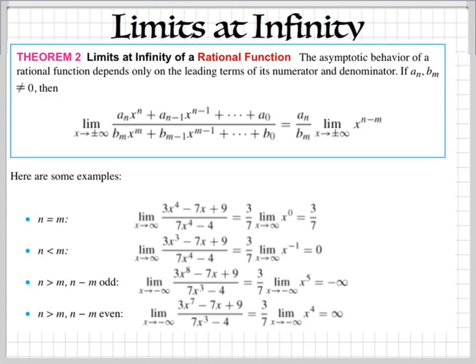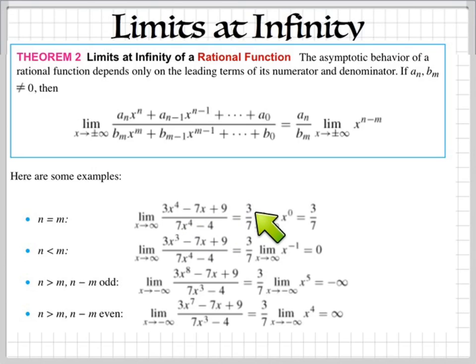Here are your specific situations. This says when n equals m. Now n and m are your degrees. So right here, what's the degree on the top? 4. And what's the degree on the bottom? 4. So when n equals m, the n is on top, the m is on the bottom. When they equal each other, you can just do this.